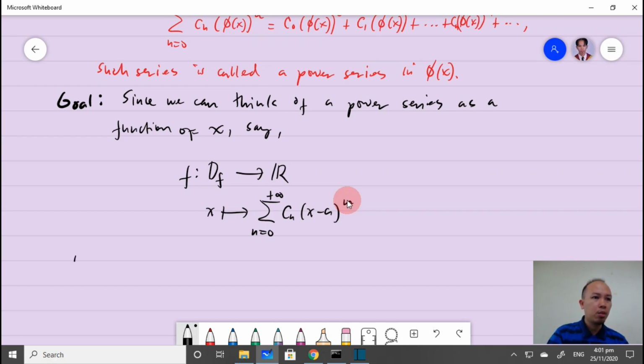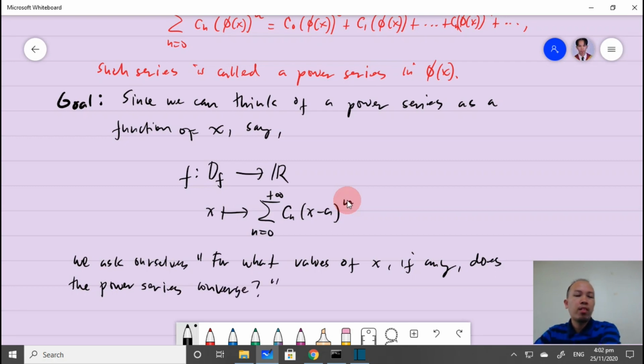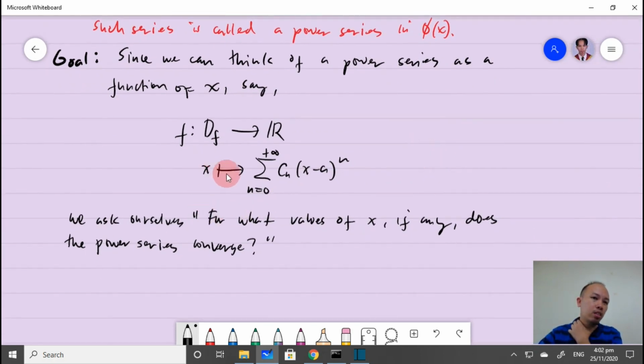We ask ourselves: for what values of x, if any, does the power series converge? Meaning, for a given x, you evaluate this power series, and if the series is convergent, then that x is one of the elements of the domain of the function.